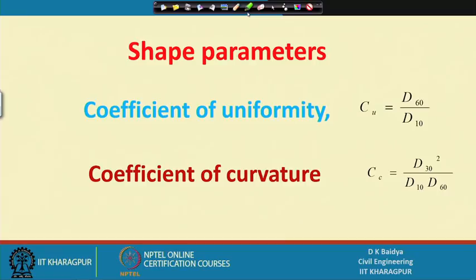Similarly, the coefficient of curvature Cc is given by D30 square by D10 into D60. Here also these three quantities are noted from the curve, and this can be calculated to give another number. If this number is greater than 4 it is generally gravel, and greater than 6 generally sand. So, some qualitative information can also be found out from this number. So, this is about the grain size distribution and some calculation.